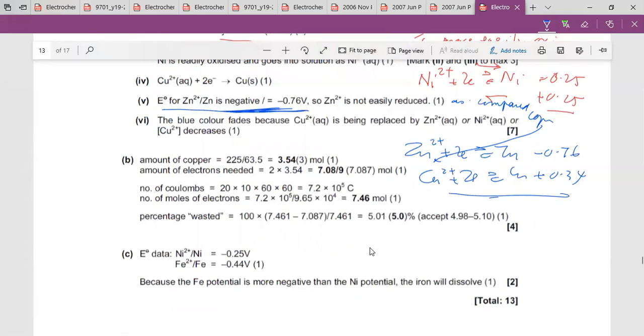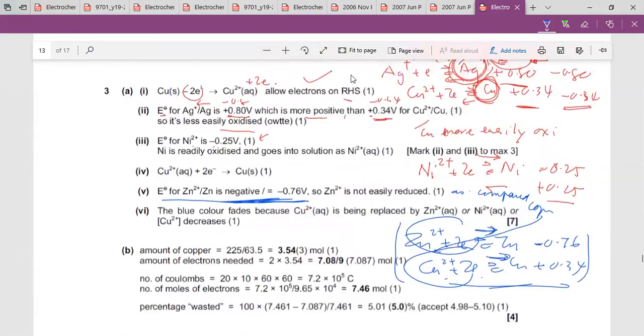That means copper is going forward, so copper is easier to be released because it's positive 0.34. The best way is to write out the equations and then quote them. Zinc is negative, so it cannot be deposited, because negative means it's not feasible. But copper is feasible. Both are forward reactions, both undergo reduction.